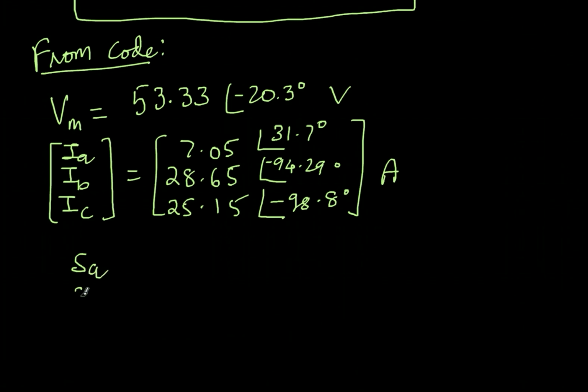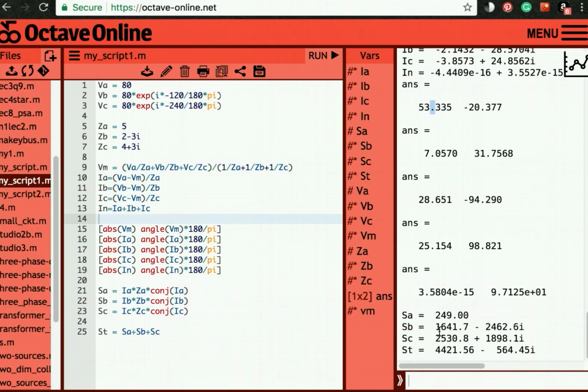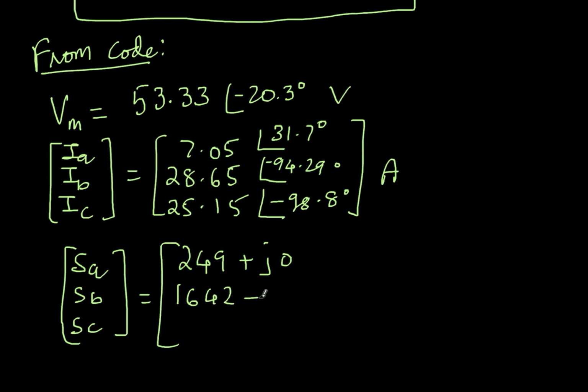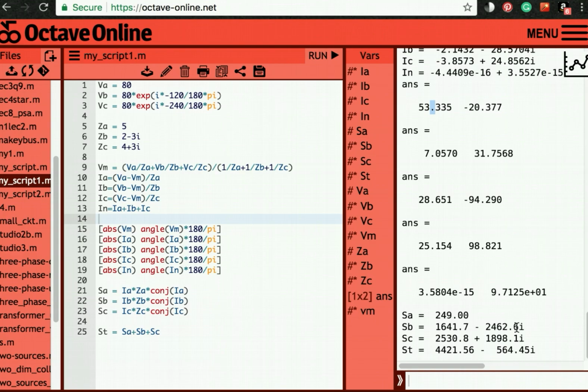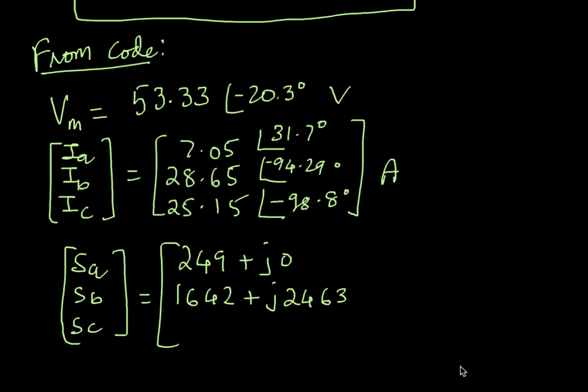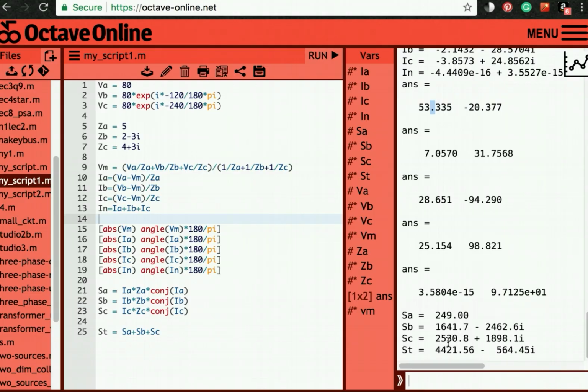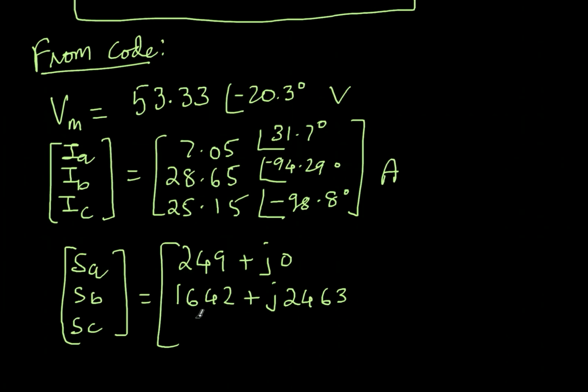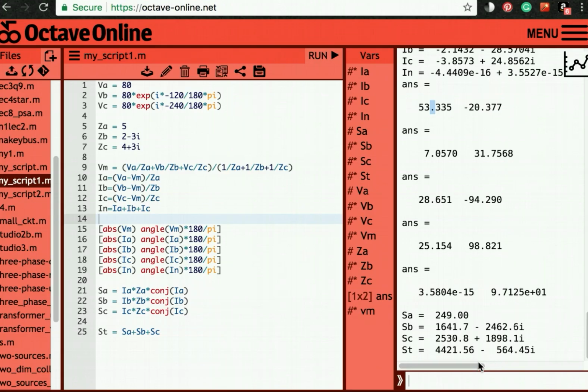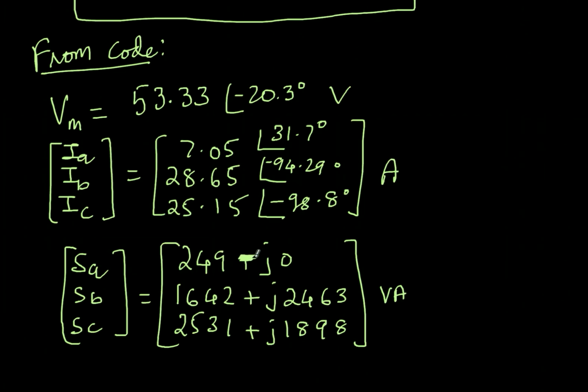Now, what are the complex powers? SA, SB, and SC. The complex powers are 249 plus j0, 1641, or I'll round it off to 1642, plus j2463, and this is B phase. Now C phase, 2531 and 1898. This is all in volt amperes. These are all in watts and these are all in vars. I'm sorry, here I should be careful. This one is negative. I should be very careful with this.